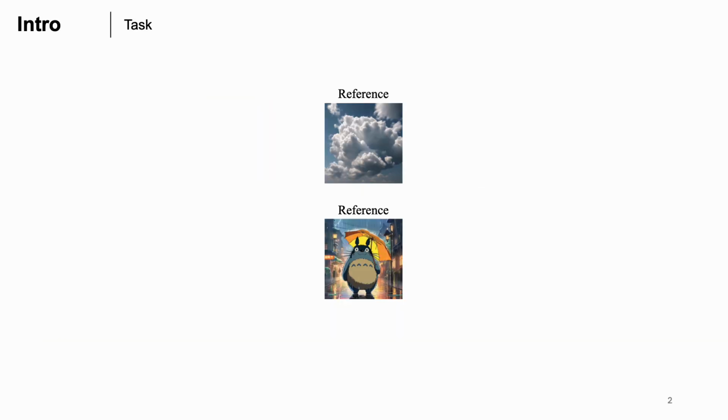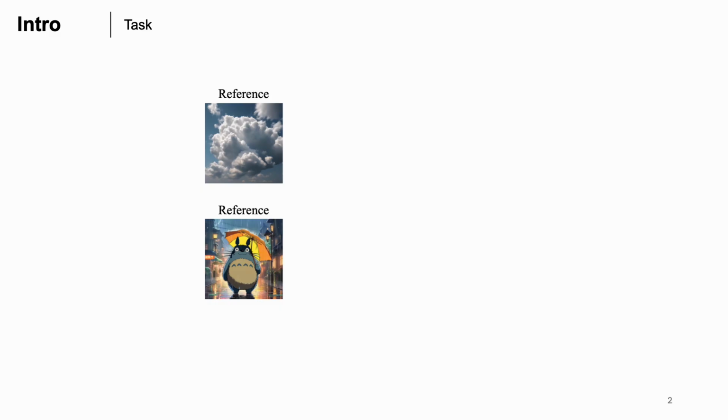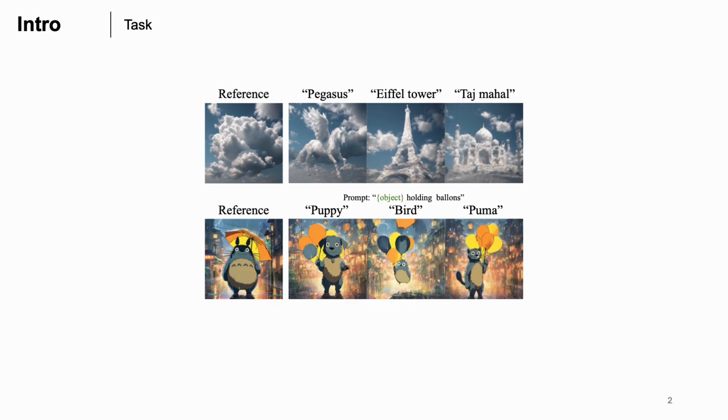Our task is as follows. Let's assume the user provides a reference style image, such as a cloud or a tutorial here. When the user desires to generate new content like Pegasus or the Eiffel Tower, our goal is to reflect the style elements depicted in the reference style image. It is called visual style prompting.